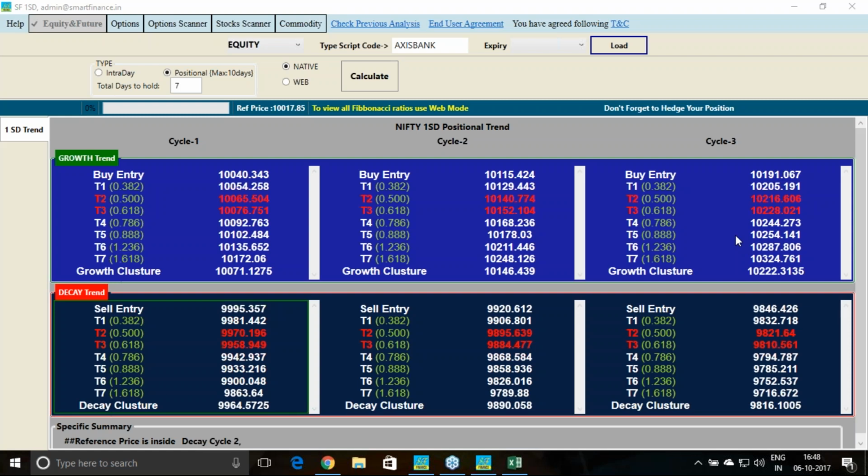Definition is where the trend changes. We are following the Fibonacci principle here. Ratios are being given here. So where the Fibonacci principle says the trend change will happen, you will put the stop loss there, or you will put the stop loss where you like. So here the trend change happens. 10,071. If I am entering at 10,115, my trend change happens at 10,071.